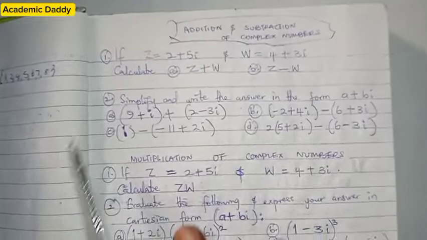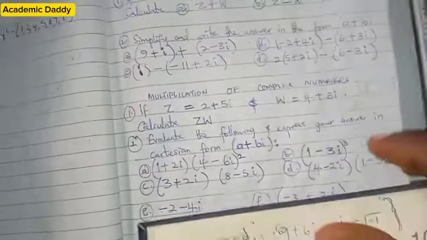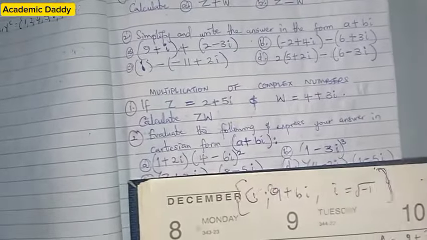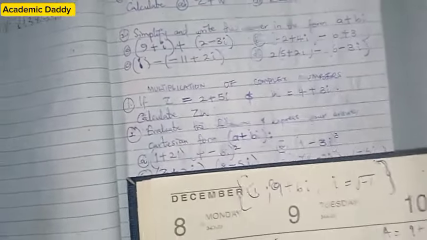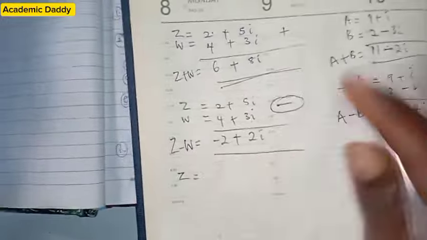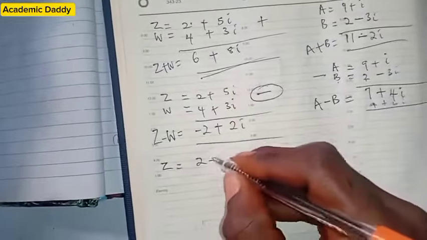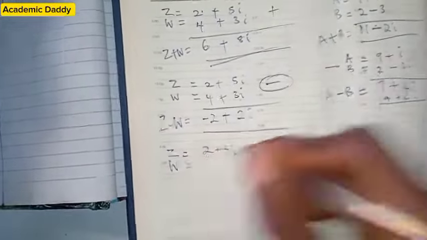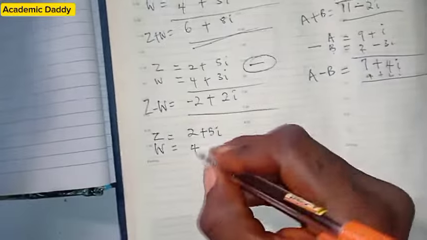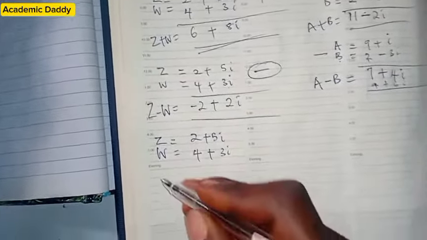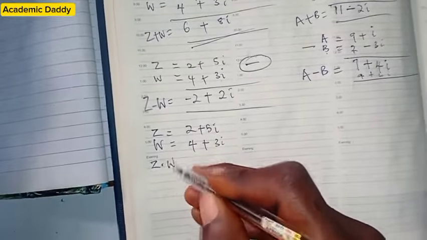Let's move to multiplication of complex numbers. For multiplication of complex numbers, multiplication is also distributive and also associative. So I don't have to be doing real parts and imaginary parts separately. For example, let's say I'm given z equals 2 plus 5i, and w equals 4 plus 3i. In order to do this, the principle will simply be z dot w, that is z times w.